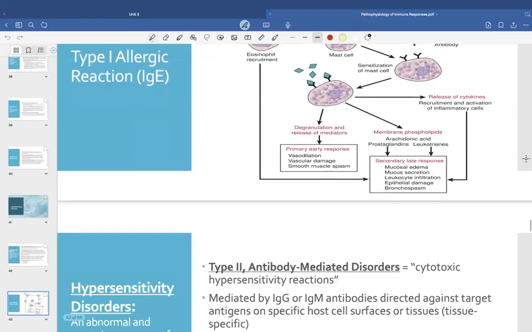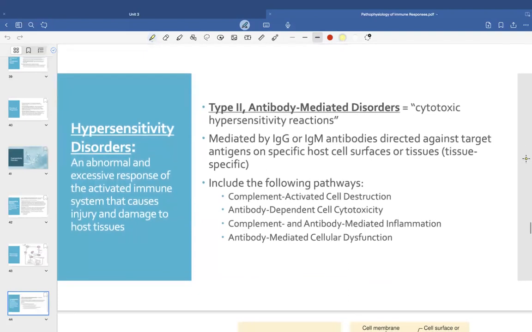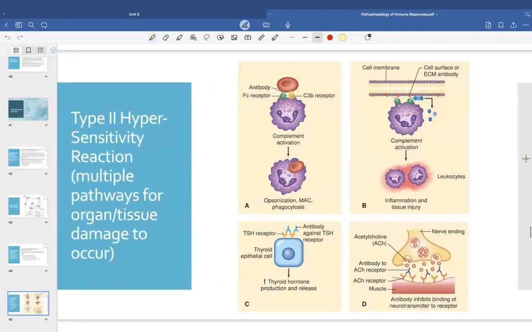Your type 2 antibody mediated disorders, these are called cytotoxic hypersensitivity reactions. Again, if you think about them this way, it's very toxic to the cells, and it's either IgG or IgM that attacks whatever the target tissue is. And so there's a couple different pathways listed here. This shows you the 4 different pathways for your type 2 reactions to occur.